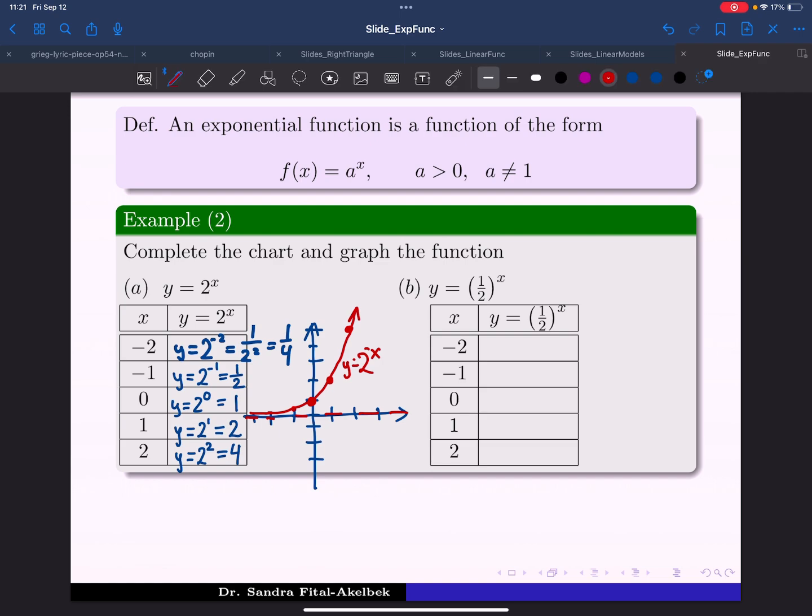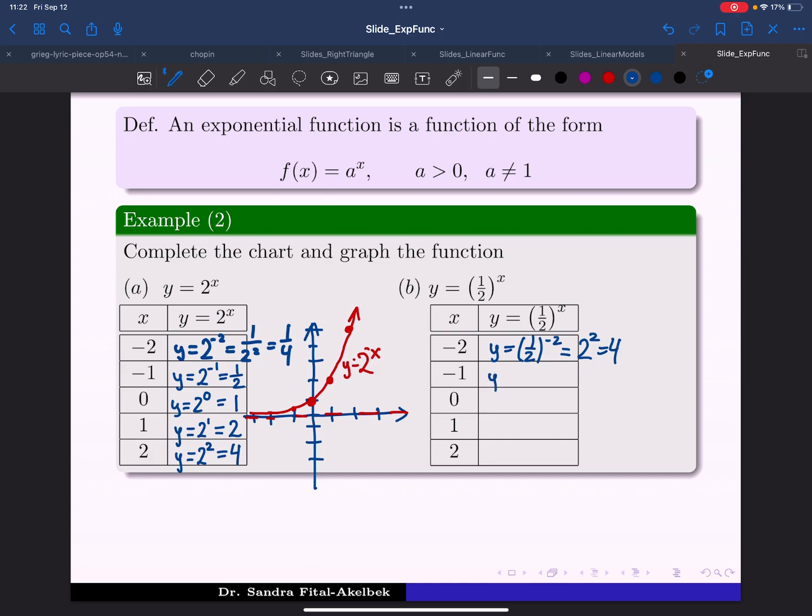Similarly, we're going to do it for part B. y is equal to 1/2 to the x. So we substitute -2 for x. So we will have 1/2 to the -2. Minus means flip, and -2 would be 2 to the 2. That gives me 4.